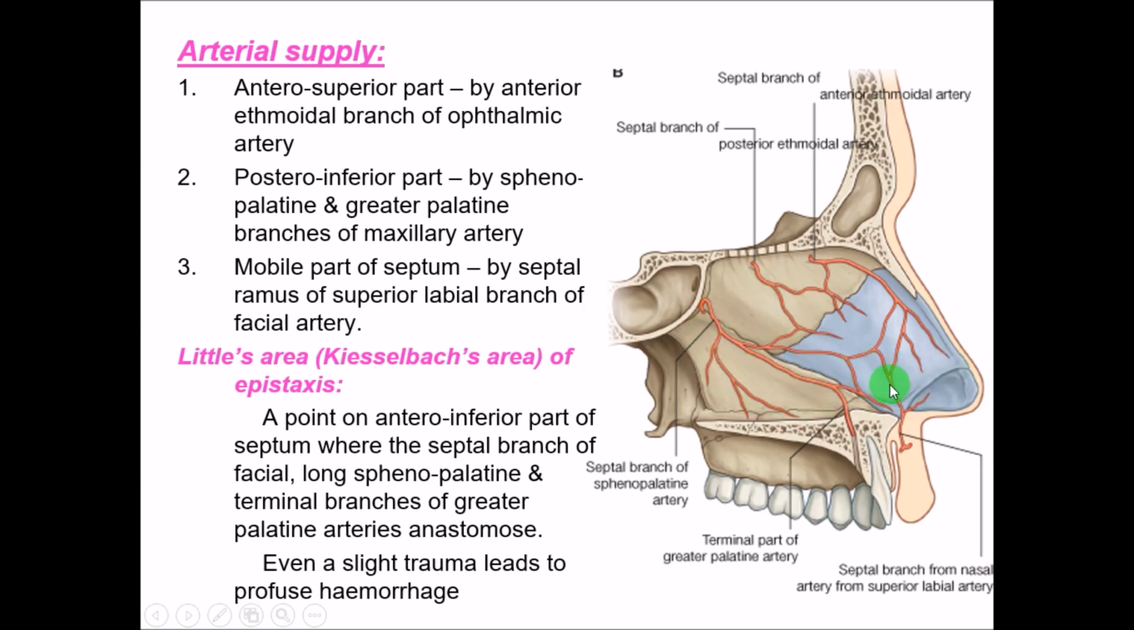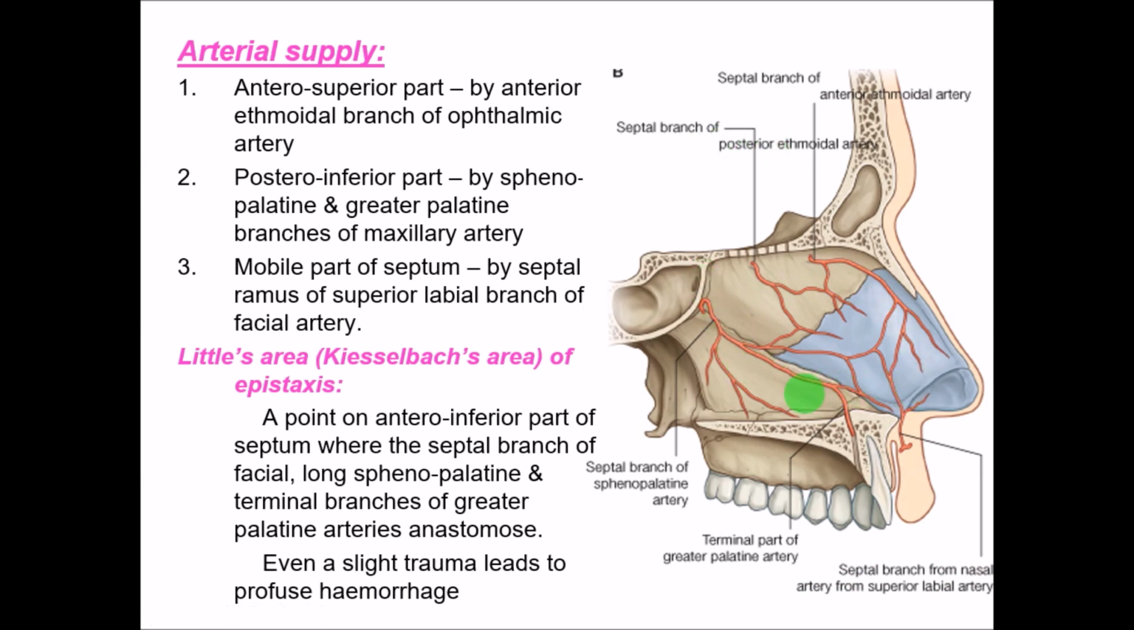Now, the mobile part, the most anterior part, will be supplied by the septal ramus of the superior labial branch of the facial artery. A small branch from the facial artery, that is the septal branch from the superior labial artery, will be supplying here the mobile part. So these are the 4 arteries which will be supplying most of the parts of the nasal septum.